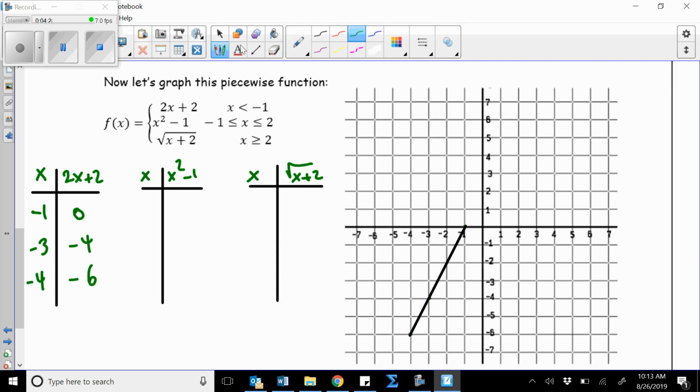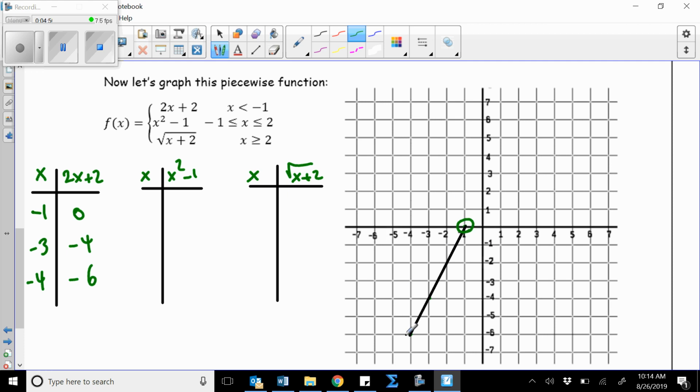But I need to address two different things, like the end sides of this line. What is happening at x equal to negative 1? We know that we don't have any equality here. It's just less than. So I need to use an open circle at this point.